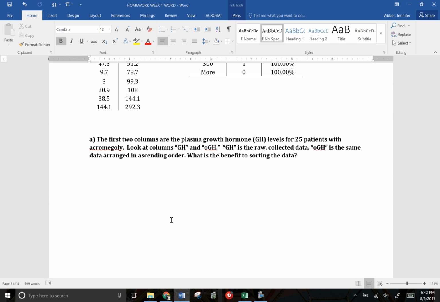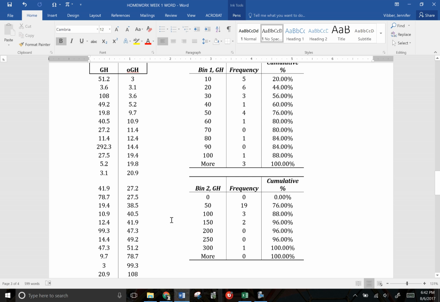What's the benefit to sorting the data? So I'm just asking you, which of these columns here, the left or the right, would you rather look at, and why? Would you rather look at data that's presented just as you collected it, or data that's ordered? Why? Okay.